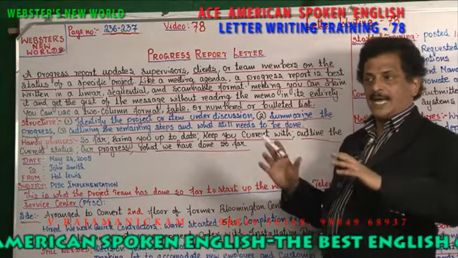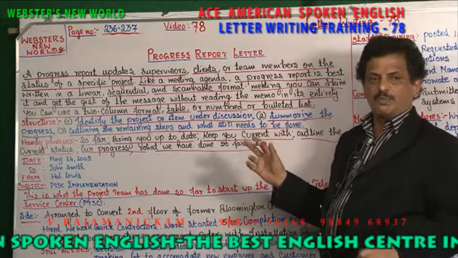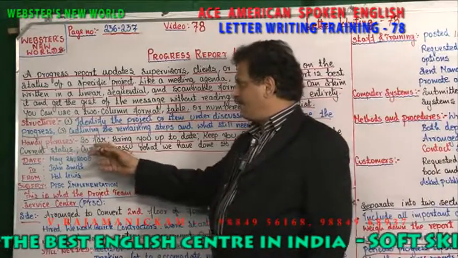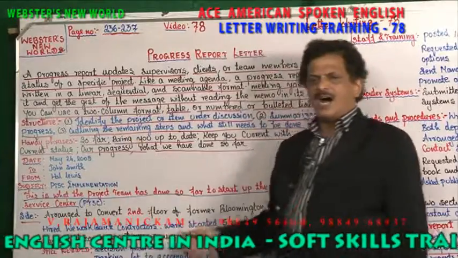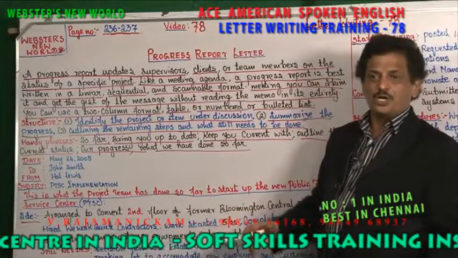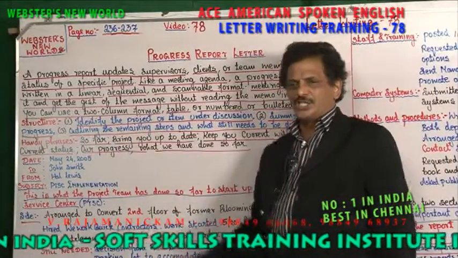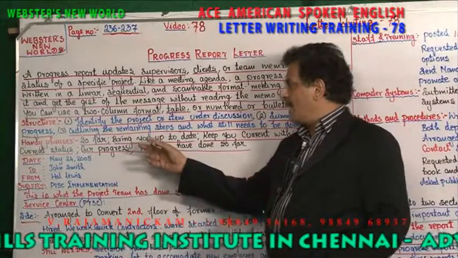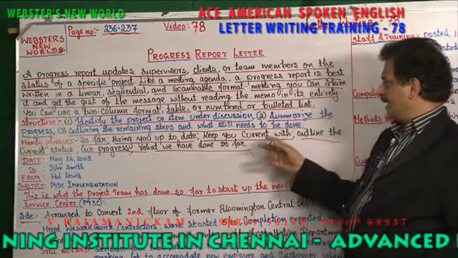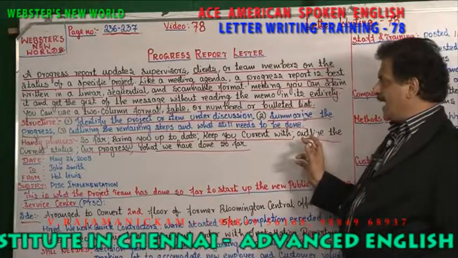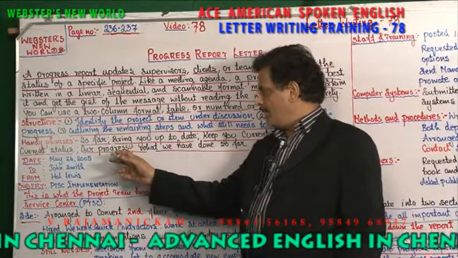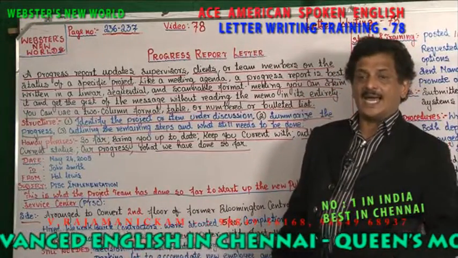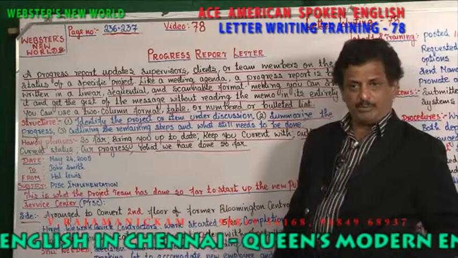So, in the last part of the structure, you have to tell what has to be done in the company, how it has to be progressed. So the handy phrases would be: so far, total sales is this much. So far, total production is this much. So far, this many customers we have got. Bring you up to date. Keep you current with. Outline the current status, our progress, what we have done so far. So these are the handy phrases which should be written.